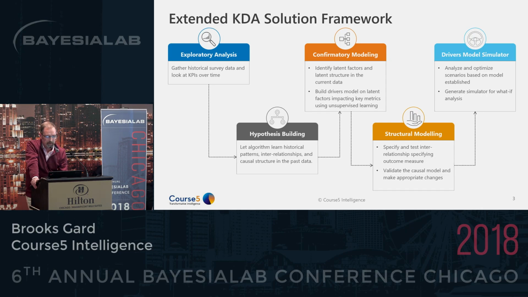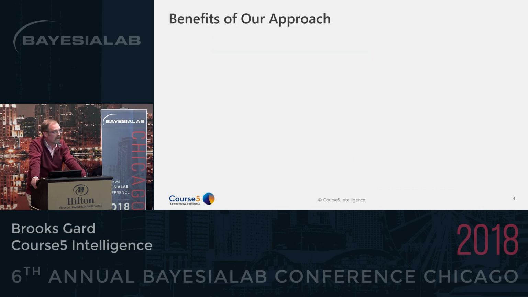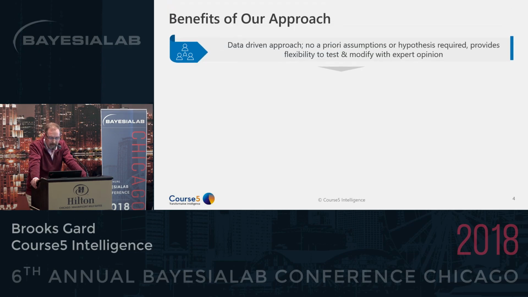Okay, the benefits of our approach. So again, a lot of smart people in the room. As you know, a lot of the causal modeling in KDA can be misinterpreted with data if you have holes in your data, multicollinearity, et cetera. So with our approach, we don't need any prior assumptions. We don't need to have anything already assumed. It's pretty non-biased, and this gives us flexibility to test and modify as we gain outside information.